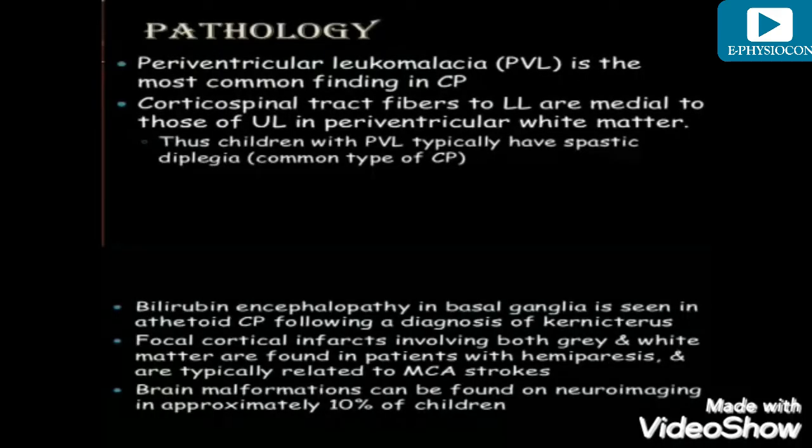Pathology. Periventricular leukomalacia is the most common finding in cerebral palsy. Corticospinal tract fibers to the lower limb are medial to those of the upper limb in the periventricular white matter. Thus, children with PVL typically have spastic diplegia. Bilirubin encephalopathy in basal ganglia is seen in athetoid cerebral palsy following a diagnosis of kernicterus. Focal cortical infarcts involving both grey and white matter are found in patients with hemiparesis and are typically related to MCA strokes. Brain malformations can be found on neuroimaging in approximately 10% of children.